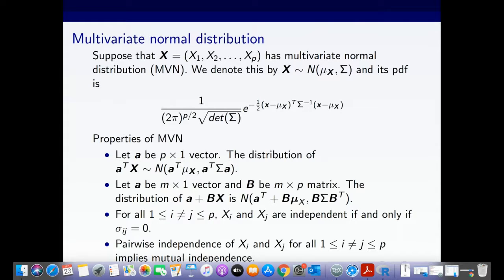So if you do the matrix product, it is 1 by 1, which is just a single variable. So A transpose X is a linear combination of the elements in the random vector.